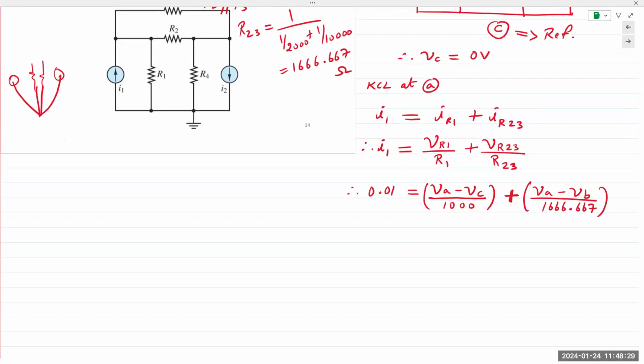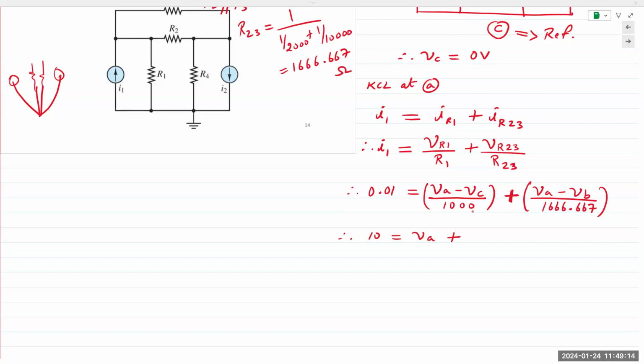And typically from this point on, what I do is I eliminate the denominator. That's how I like to solve it. You can choose whichever technique you are comfortable with. So I multiply everything by 1000. That gives me 10 is equal to VA plus, let's see, what do I have? 1000 divided by 1666.667. My notes are somewhere in my office and I haven't been able to locate them yet. Just too many boxes and stuff.